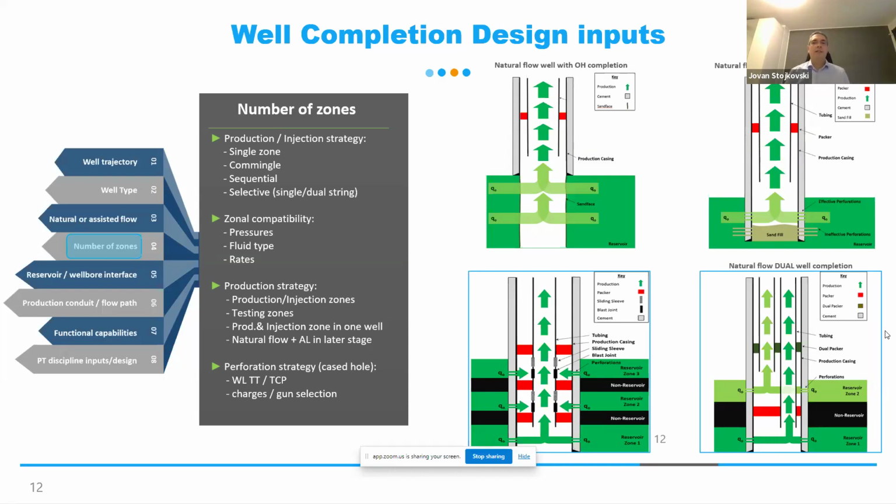Number of zones produced. As I said, we can make one completion for one zone, and then when this zone depletes, we will pull it out and complete with another set of tubing and packer, and then perforate another zone. Or we can do through-tubing isolation of the zone and open another zone. So it's up to you as a completion engineer to bring this complexity, how you want to do it, what the strategy is, how much the workover costs.